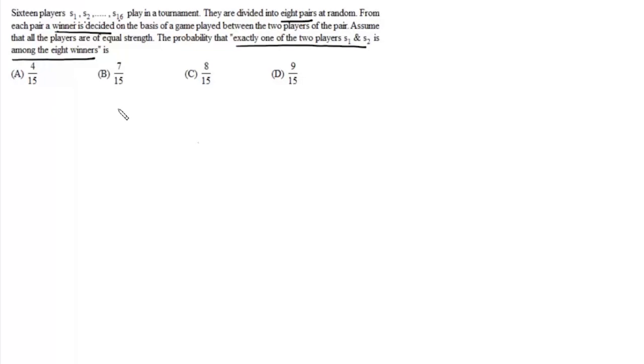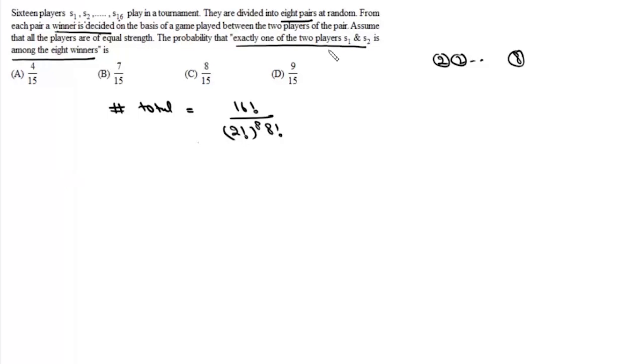Now first we'll find the total number of possible combinations. So the total number of possible combinations is given by the total number of pairings that can be made from these 16 players. So we have 16 players and we have to make pairs of 2, 2 and 2, 8 times. So that will be factorial 16 upon factorial 2 to the power 8 into factorial 8. So that is our total number of cases.